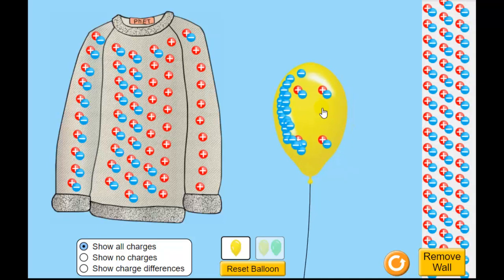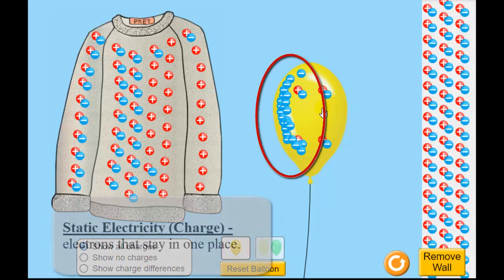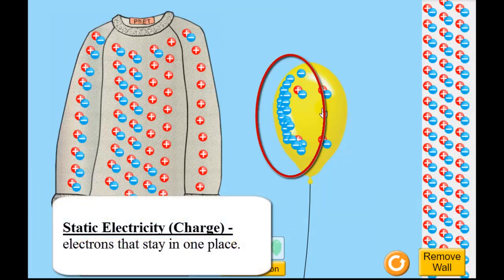Now if you take a look, the electrons on the balloon, they are staying where we put them. And because they are staying in one place, we use an adjective to say that they stay in one place. We call it static electricity. In other words, the electrons have stayed in one place. In other words, this is a static charge.